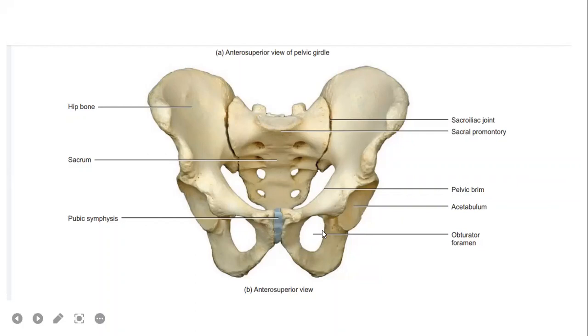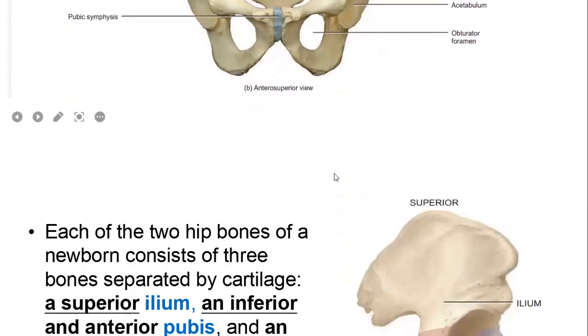We have the obturator foramen. Foramens are holes within a bone. We have the acetabulum. We will be talking about the acetabulum, and we can link it with the image that we have here. We have the pelvic brim, this bony surface known as the pelvic brim.